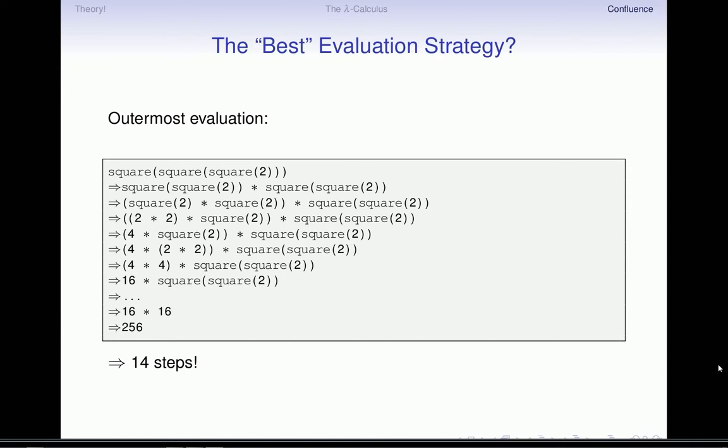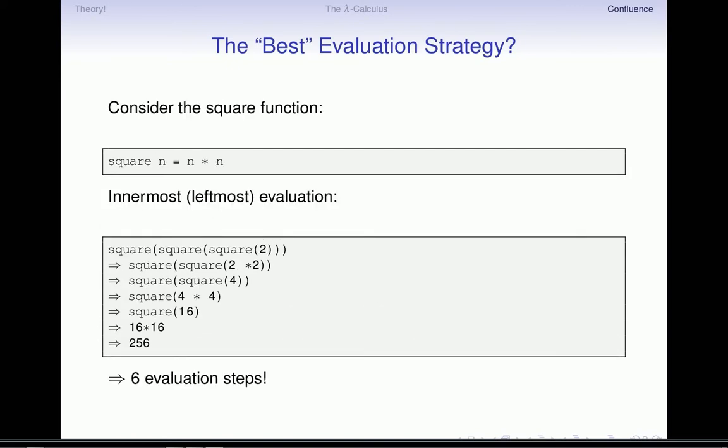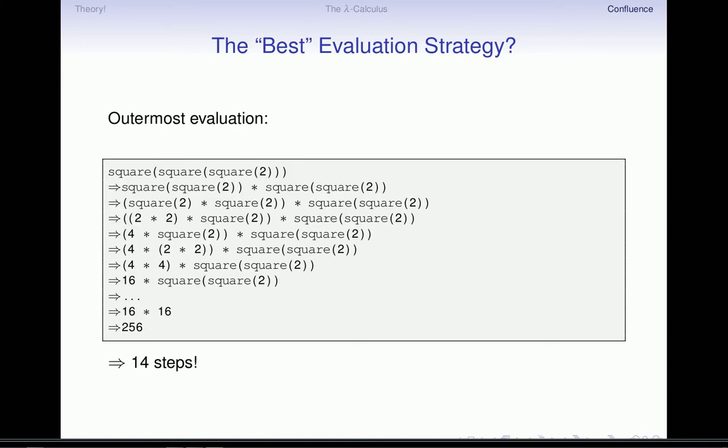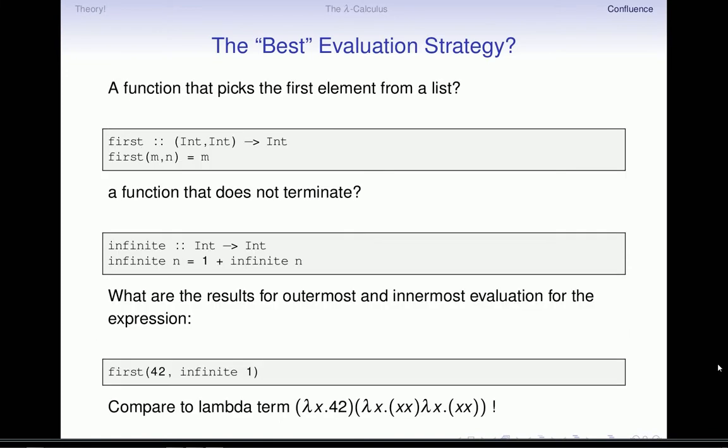Now, these are 14 steps in total compared to the 6 steps before. Have a quick look at it. Certainly, innermost evaluation must be better if it takes fewer steps to compute. That is, in this case, definitely true, but there is another side of the coin.